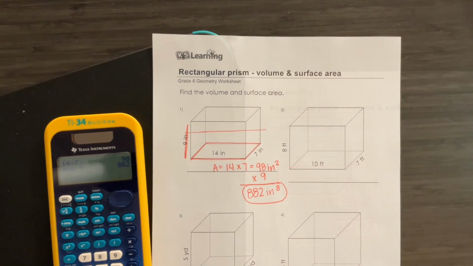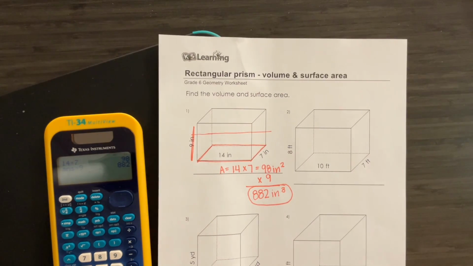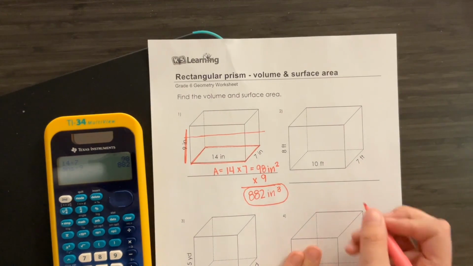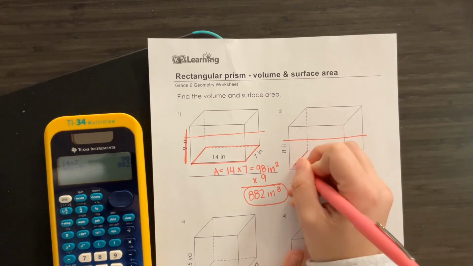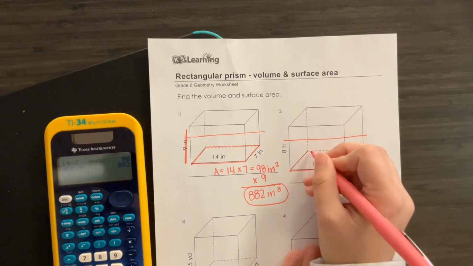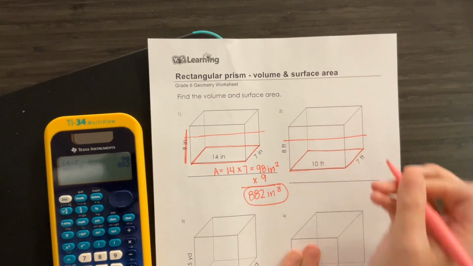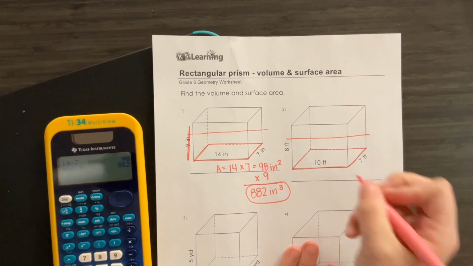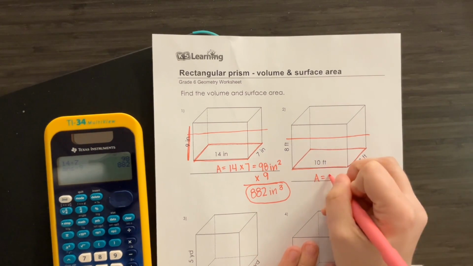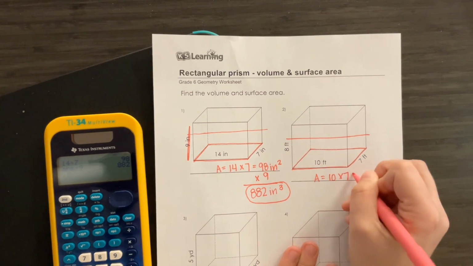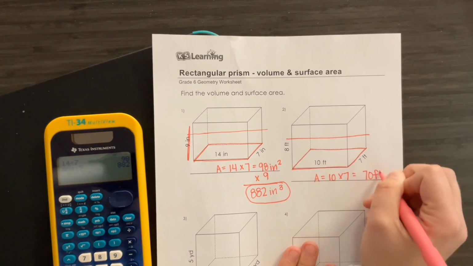I'm going to do this second one just as another example so that hopefully it makes sense. Again, I'm thinking of my cross section. So I'm going to get a rectangle and I'm going to find the area of that rectangle, which is just 10 feet times 7 feet, which is going to give me 70 feet.